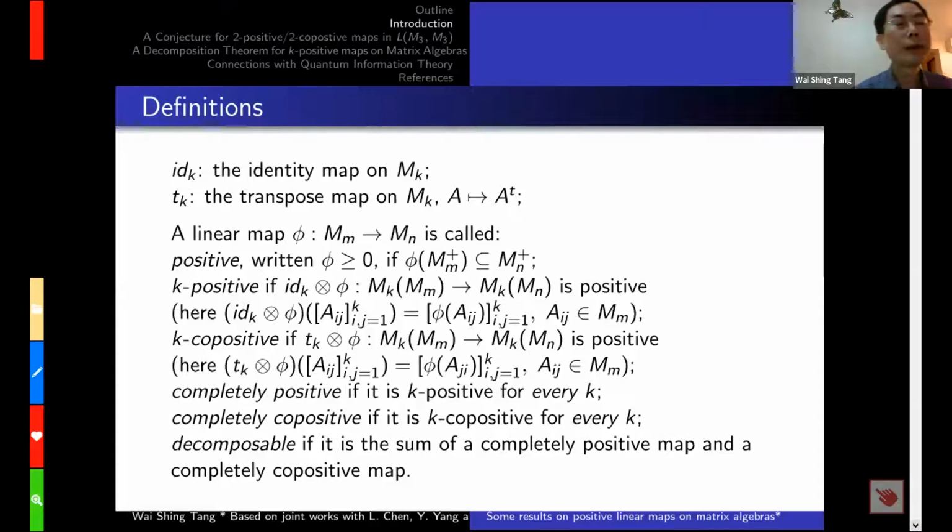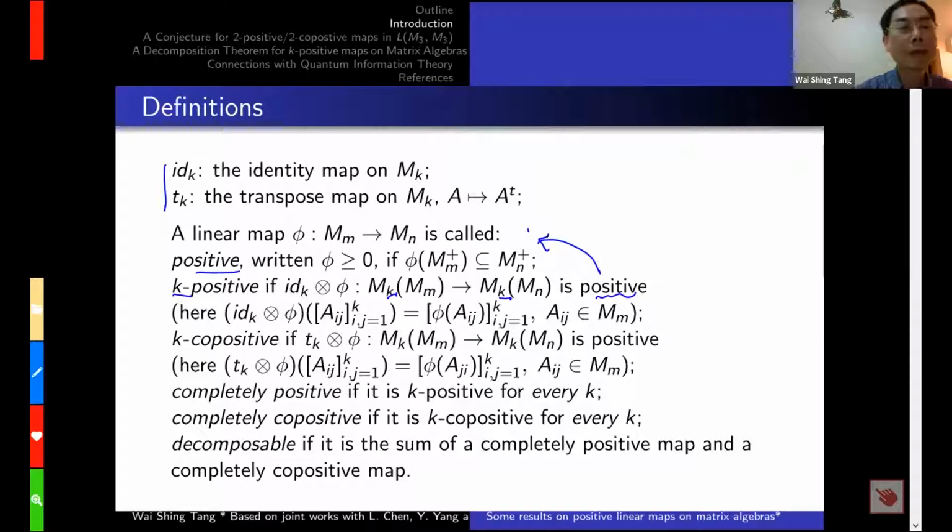And then, of course, I denote the identity map on Mk by ID of K, and likewise the transpose map by T sub K. A linear map is said to be positive if it sends positive matrices to positive matrices. And then it's said to be K positive if the map identity tensor phi, as a map from the matrix algebra Mk tensor Mn into itself, is positive in the previous manner, right?